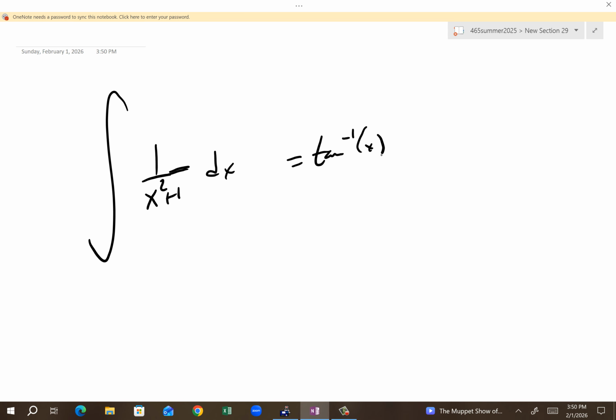Okay? So, plus c, of course. Plus c, because there could have been a plus 5 on the end of that. It wouldn't make any difference. The derivative is still 1 over x squared plus 1.